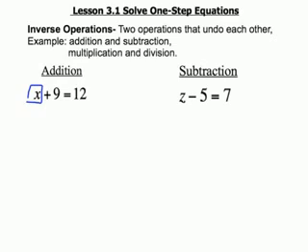In this case, we are adding 9 to the x. So to undo that, we have to subtract 9 from both sides. On the left side, 9 minus 9 is 0, so all we're left with is x. On the right side, we have 12 minus 9, which is 3, so x equals 3.